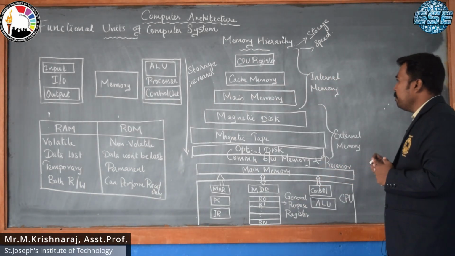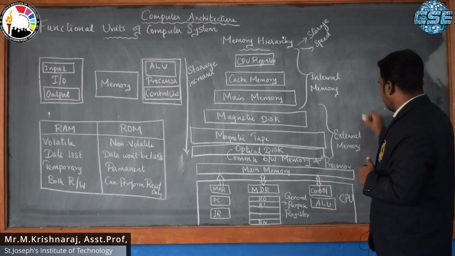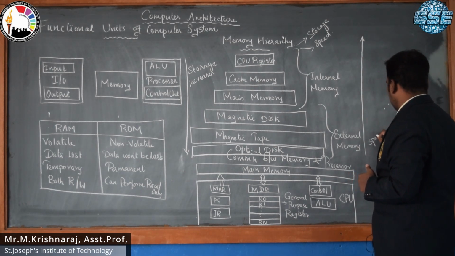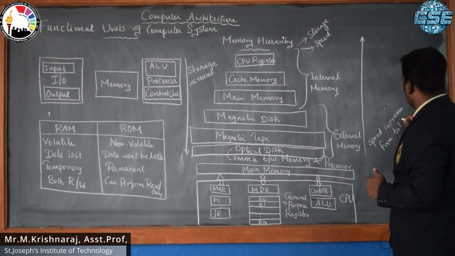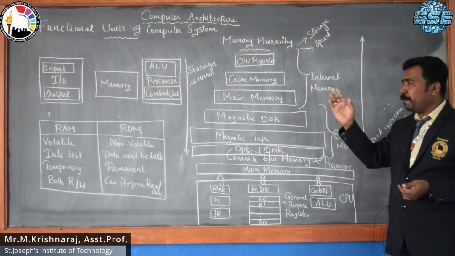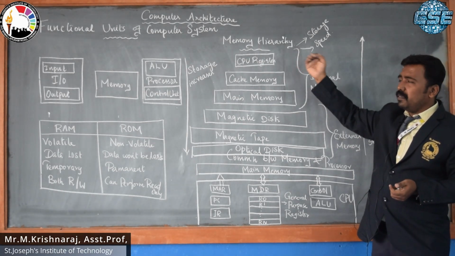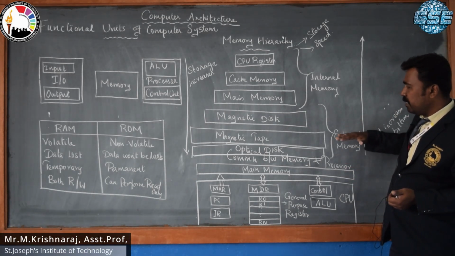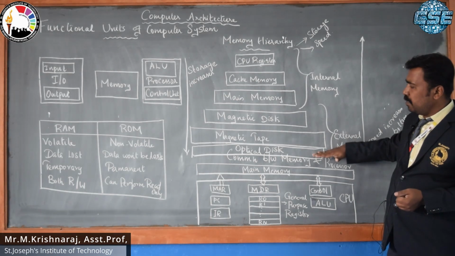When you talk about speed, the speed increases from bottom to top. So when you talk about speed, the second important performance parameter of the memory, it increases from bottom to top. Bottom to top means the bottommost memory is the optical disk.